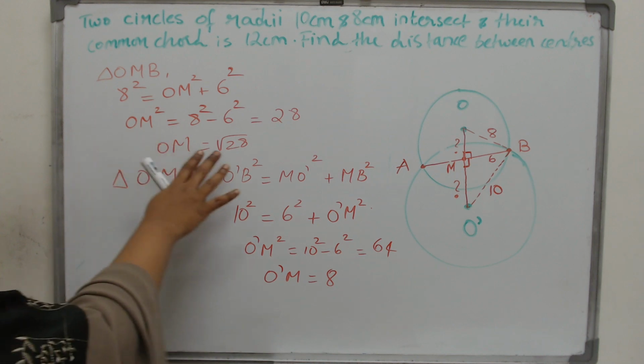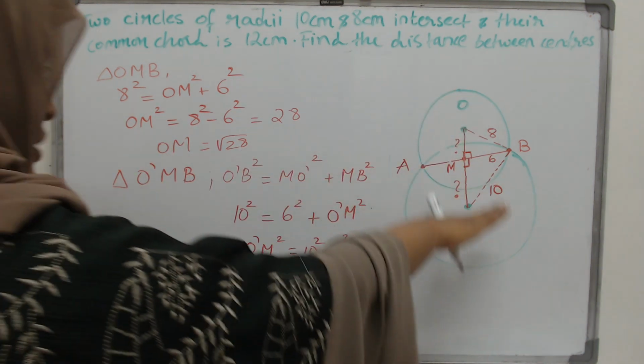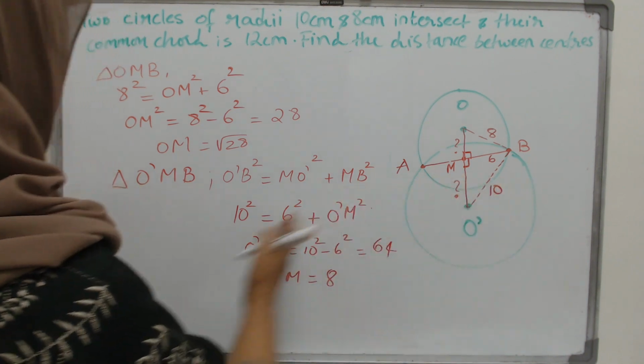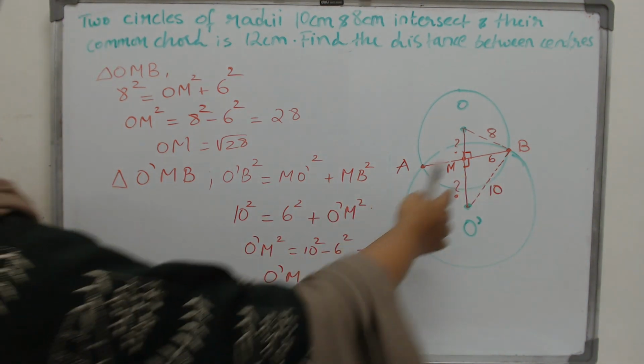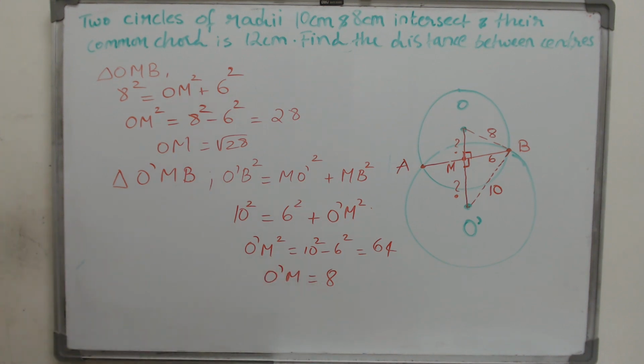So your OM will be square root of 28. Now look at this one here. The square of the hypotenuse, which is what? 100, will be equal to this, and you get your O dash M is 8.